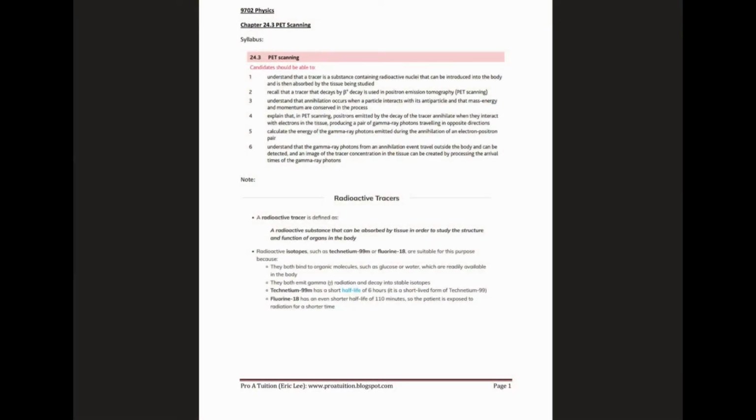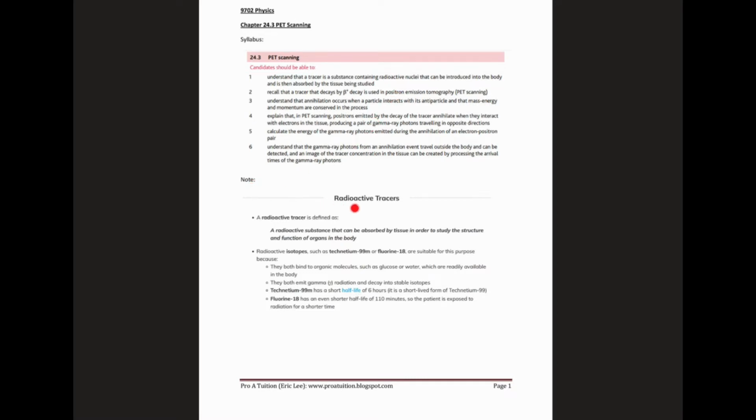Look at this chapter. This is chapter 24.3, which is PET scanning. First of all, maybe you are wondering what is PET. You have to know it here. PET stands for Positron Emission Tomography. So it's related to the emissions of beta positive particles. Let's see more information.